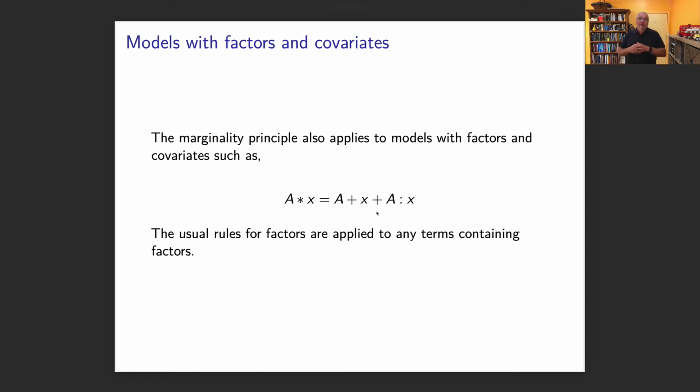The same happens if I have factors and covariates. If I go A star X, it goes right. In this case, I need A intersection X. A is a factor, X is a continuous variable. So because it's an interaction term and I'm keeping it in the model, I'm going to need A and X and obviously the intercept.